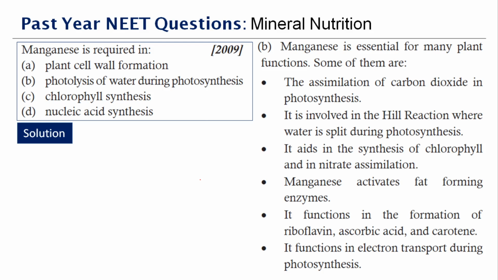The assimilation of carbon dioxide in photosynthesis. It is involved in the Hill reaction where water is split during photosynthesis. It aids in the synthesis of chlorophyll and in nitrate assimilation. Manganese activates fat-forming enzymes. It functions in the formation of riboflavin, ascorbic acid and carotene. It functions in electron transport during photosynthesis. So this is a repeated question. I have not given much explanation. I hope all of you will understand.